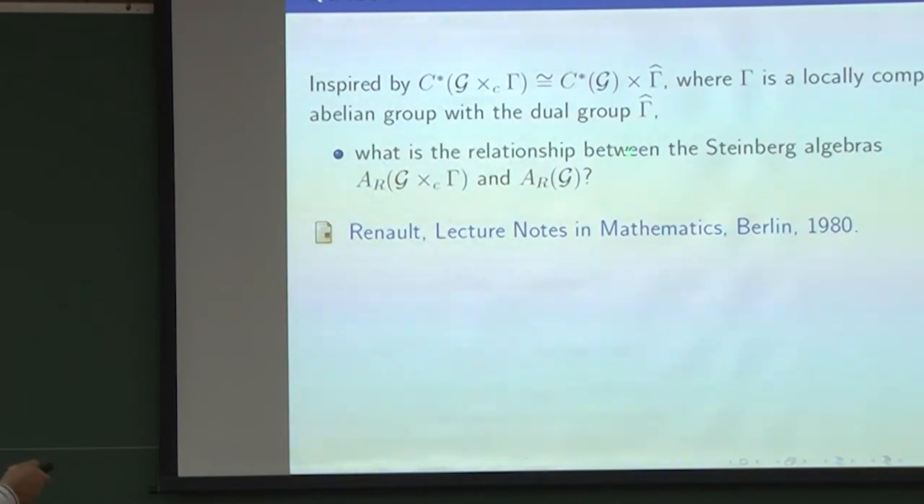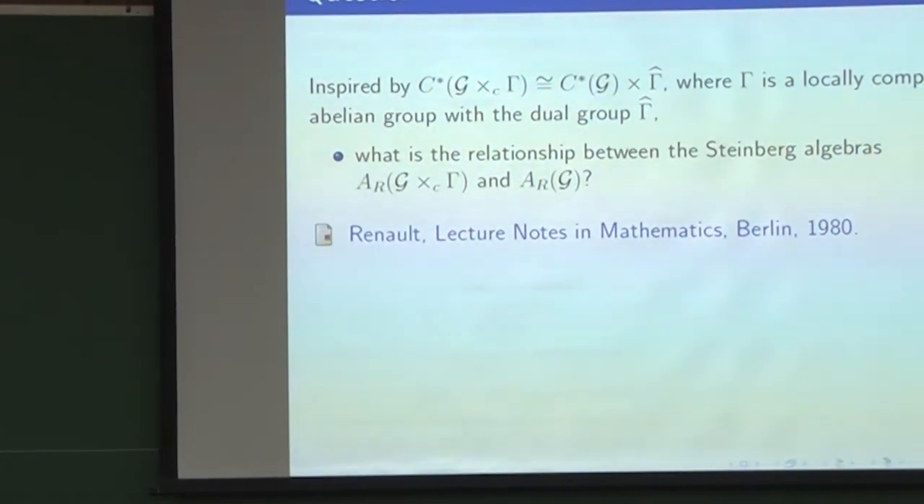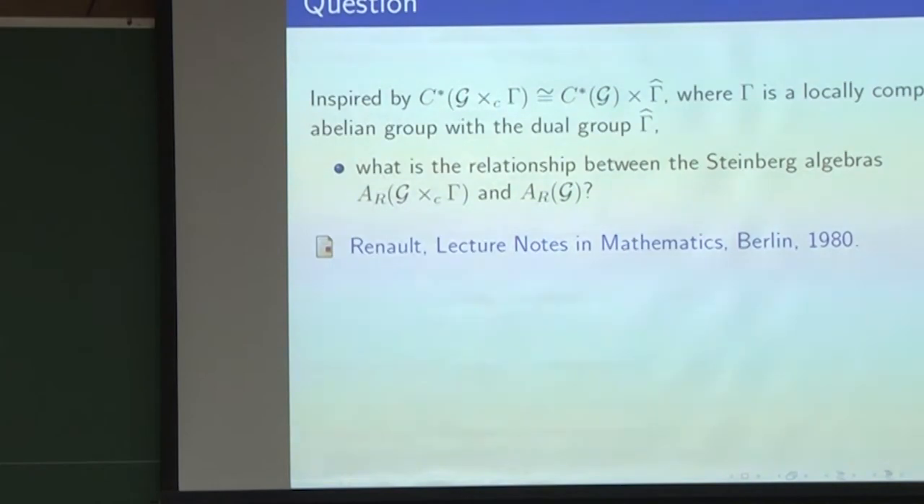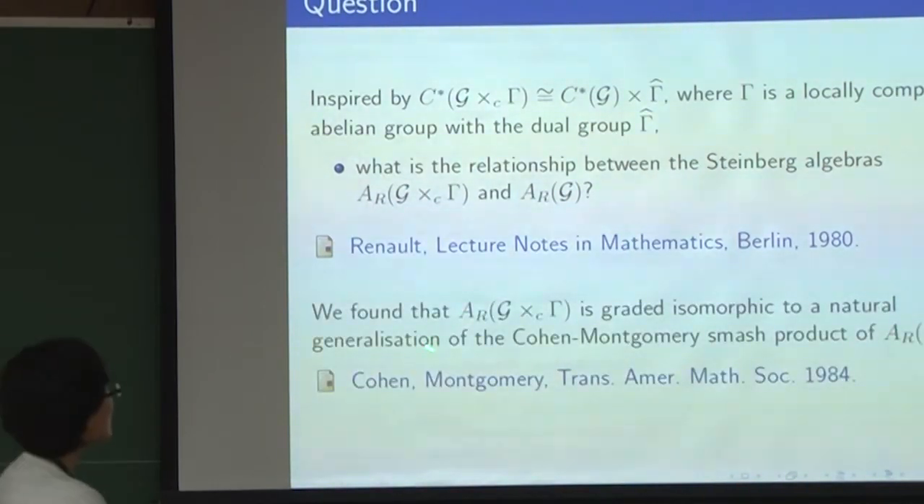Inspired by this result in C*-algebras, we ask what is the relationship between the Steinberg algebra of the skew product and the Steinberg algebra of the groupoid D, where D is an ample Hausdorff groupoid. We found that the Steinberg algebra of the skew product is graded isomorphic to a natural generalization of a smash product. In this paper, the authors introduced a smash product for a unitary ring. But here we need a generalization, because the Steinberg algebra has local units, but sometimes does not have a unit.